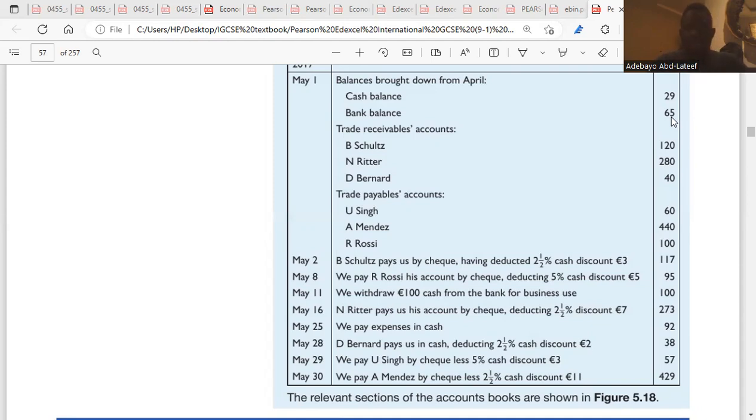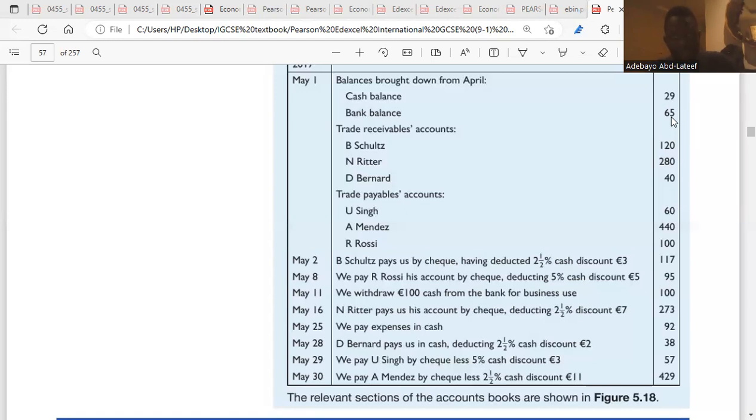Great. Then we have our trade receivables account: Schultz, Witter, and Bernard. Before we start, we check Schultz. Schultz is paying us $120, right? On May 2, Schultz pays us by check, having deducted a 2.5% cash discount, which is 3 euros. Do you get what I'm saying here? 3 euros.